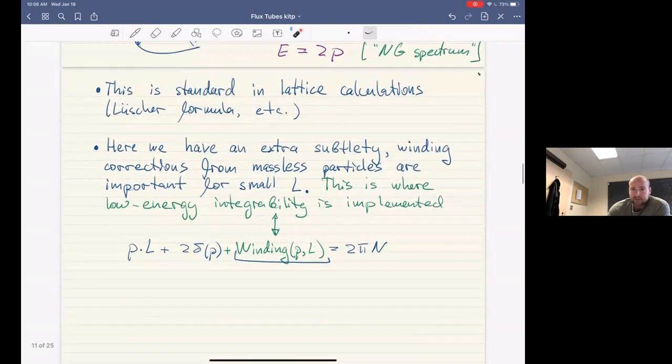Excuse me, can I ask a question? You said that in 4D there is no integrability, or do you assume that L is very large, so that your theory is very small, so that your theory reduces to 3D?